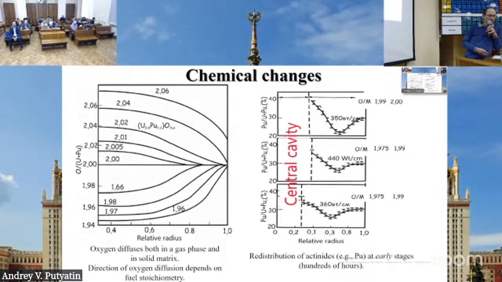In the beginning of the operation, the redistribution is basically governed by the different volatility of plutonium and uranium. You have a moving pore, or just a pore, and you have a uranium dioxide matrix, which has an impurity of plutonium, and plutonium evaporates earlier. So you have a central cavity, and the concentration of plutonium, depending on the power supply to the pellet, changes in a radial direction. And of course, this also depends on the oxygen to metal ratio, which is determined, for example, by the production process.